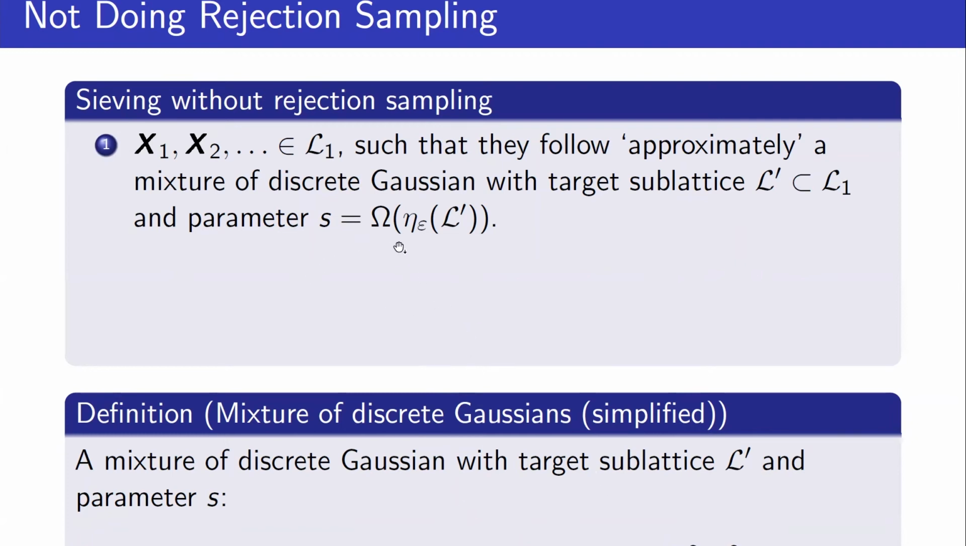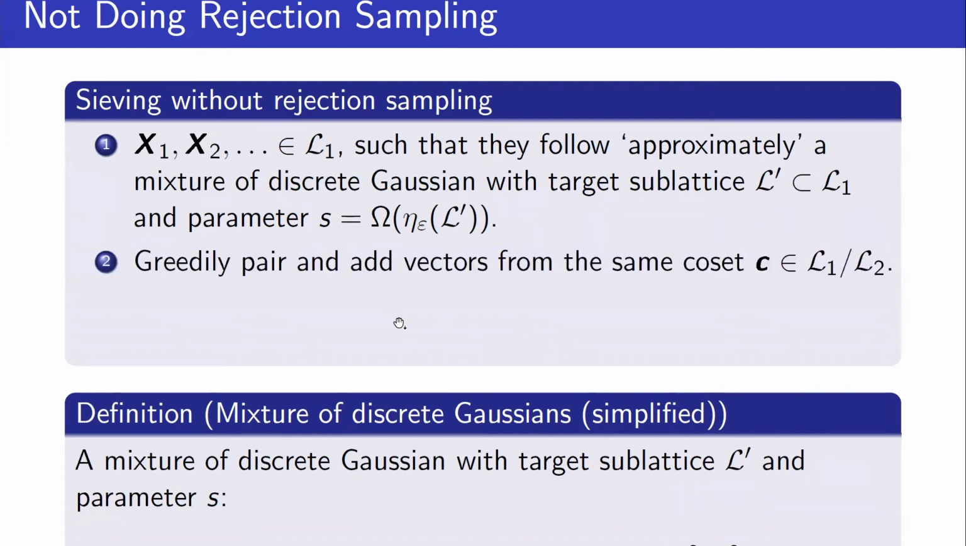And again, there is this guarantee that the parameter S has to be above the smoothing parameter of this target sublattice L prime for the whole thing to work. Then again, we pair and add the vectors based on the cosets they fall into. And one key component here is that for this pairing, we have a coset, we have a sublattice L2. It doesn't have to be the same sublattice L prime that we use in the definition of the mixture of discrete Gaussian. And this is going to play an important role later on.